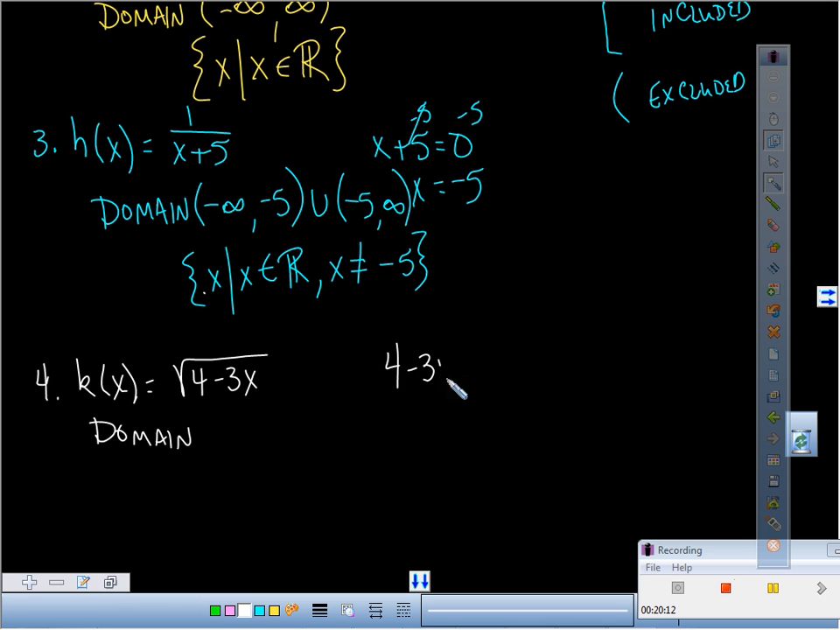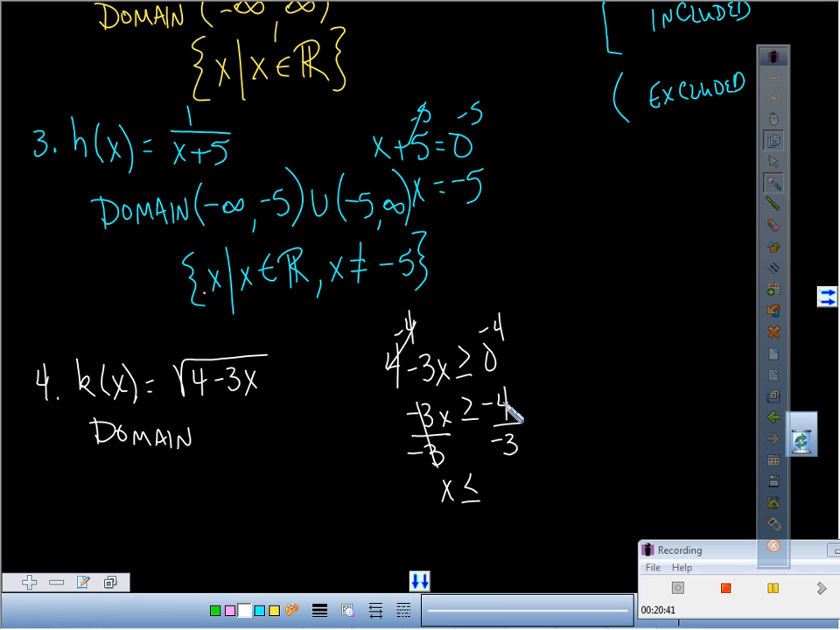Under the radical, you say it has to be greater than or equal to 0. Now we're going to solve for X. So we're going to subtract 4 from both sides. Negative 3x is greater than or equal to negative 4. Now what am I going to do? Every bell and whistle in your head ought to be going off. Why? Very good. When you divide by a negative, you have to flip the sign.